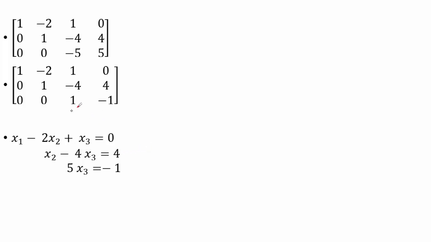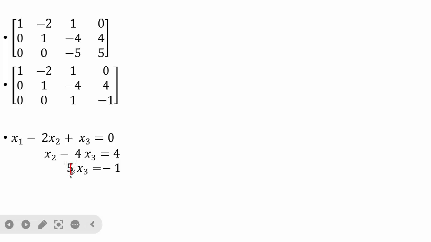From this matrix, we shall write the equations. The first column is for x1 coefficient, second column is for x2, and third column is for x3. Therefore, from first row, we will get 1x1 minus 2x2 plus 1x3 equal to 0. This is the first equation. From second row, we will get 0x1 plus 1x2 minus 4x3 equal to 4. And from third row, we will get 0x1 plus 0x2 plus 1x3 equal to minus 1.